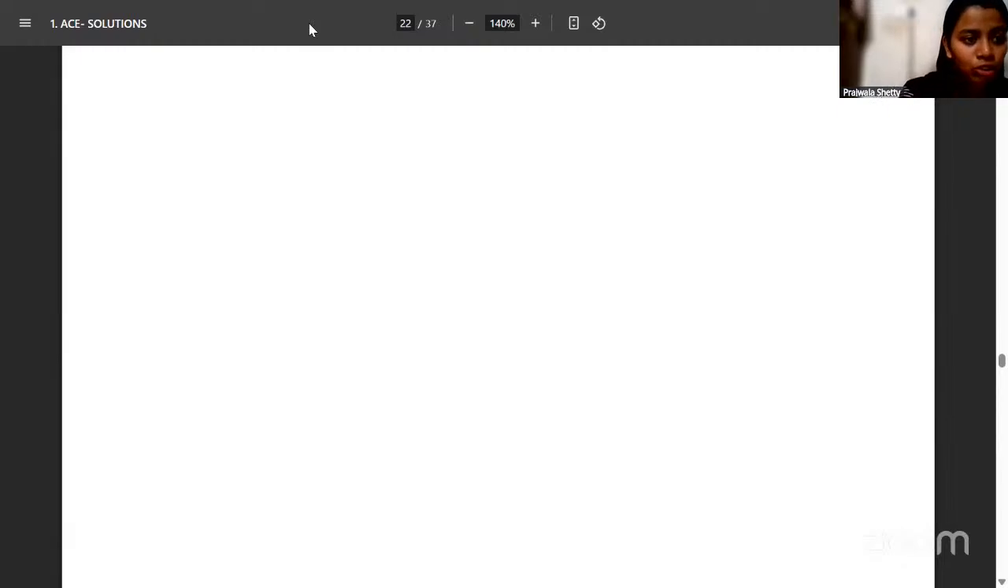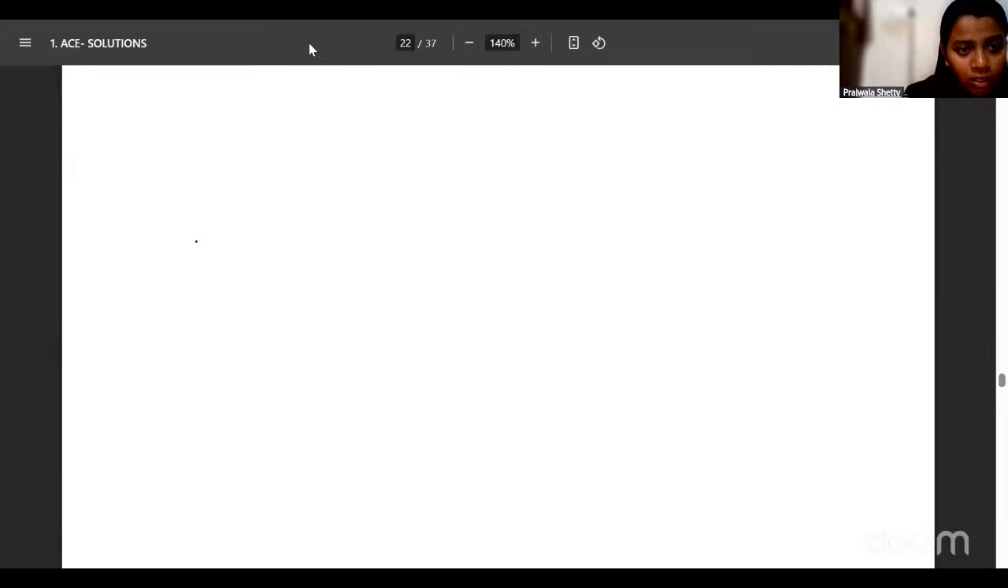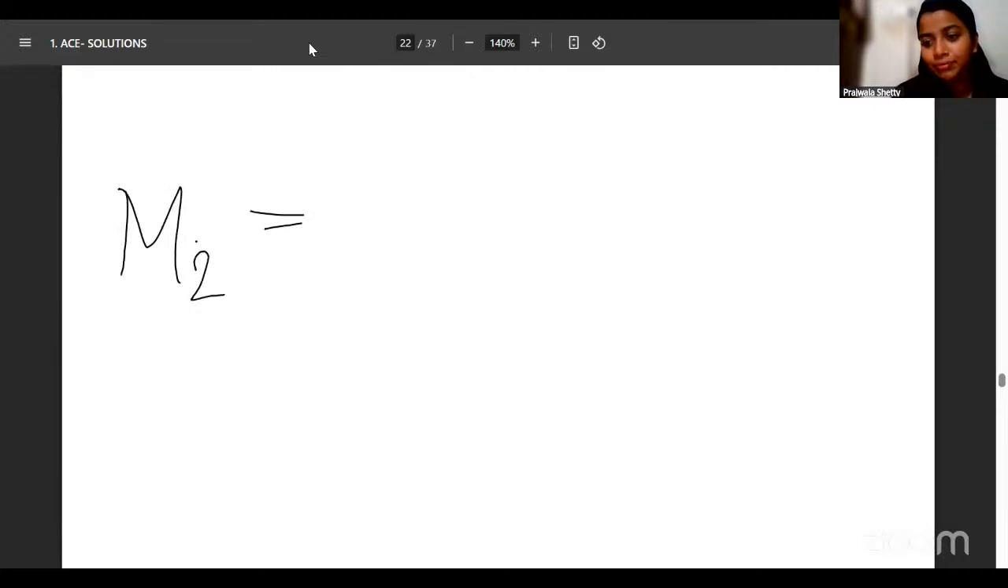Yeah, please note this. M2. Again, they will ask you to find the molar mass. In that case, you should write this: M2 is equal to KF into W2.